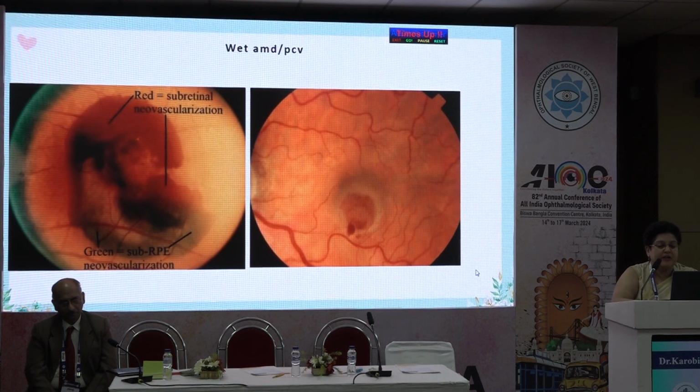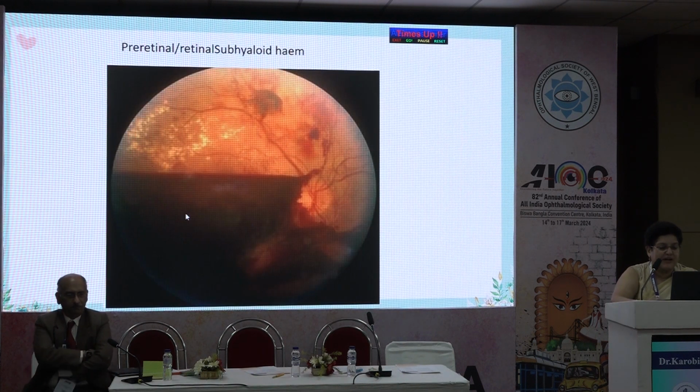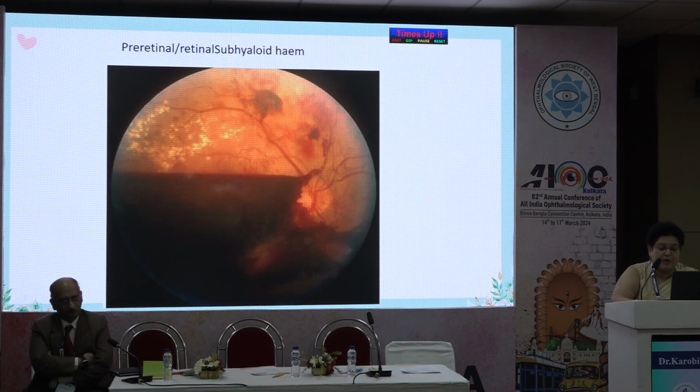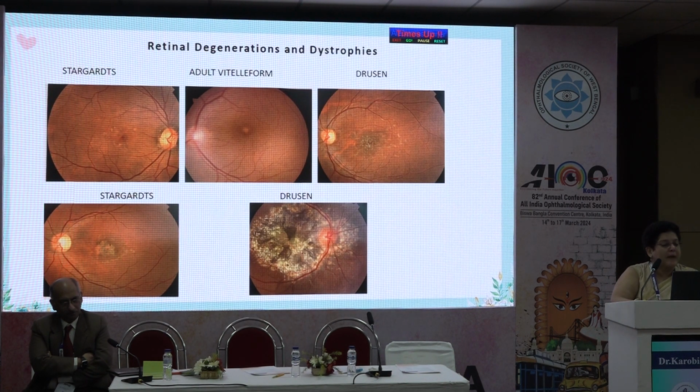If you see this lesion, you see different shades. This is in the preretinal, this is subretinal, and this is in the deeper layer. And these huge lesions are generally related to polypoidal choroidal vasculopathies. Preretinal subhyaloid hemorrhage can be traumatic, or can be because of other systemic causes. This is a systemic cause because you get a lot of exudation over it.